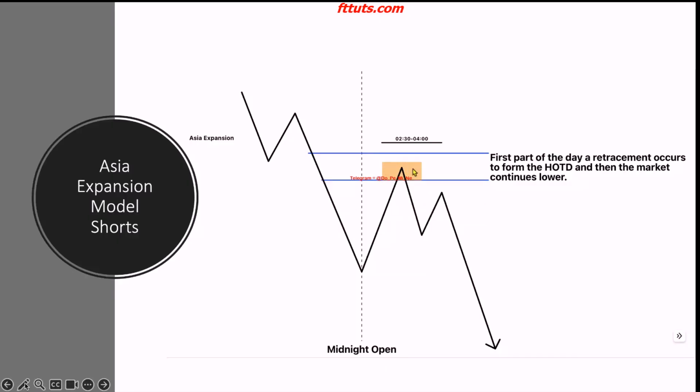This retracement leg usually forms the high of the day for the market to then continue lower, and this model occurs within fast markets. Again, we want to see the high form between 2:30 to 4 a.m.